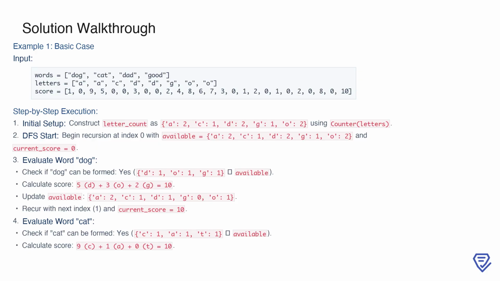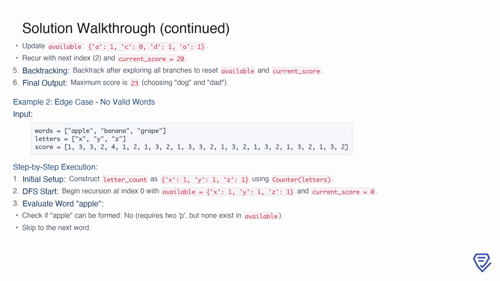Calculating the score for dog, we get 5 points for D, 3 for O, and 2 for G, which totals 10. We then update the available letters, reducing the counts for D, O, and G, and proceed to evaluate the next word, carrying forward the current score of 10. The next word, cat, can also be formed since all the required letters are still available: C, A, and T. Calculating its score, we get 9 for C, 1 for A, and 0 for T, adding another 10 points to the score. After forming cat, we update the available dictionary to reflect the letters left, which results in A1, C0, D1, O1. With this, we move forward to the next word while carrying a cumulative score of 20.